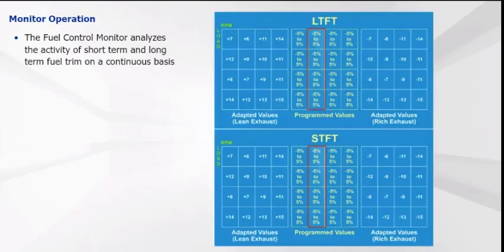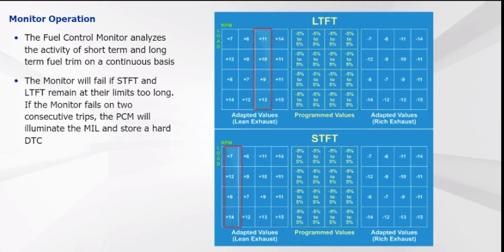The fuel control monitor analyzes the activity of short-term and long-term fuel trim on a continuous basis, making it a continuous monitor. If STFT and LTFT remain at their limits too long, as would be the case with a severe air leak, for example, the fuel control monitor will fail. If the monitor fails on 2 consecutive trips, the PCM will illuminate the MIL and store a hard DTC.